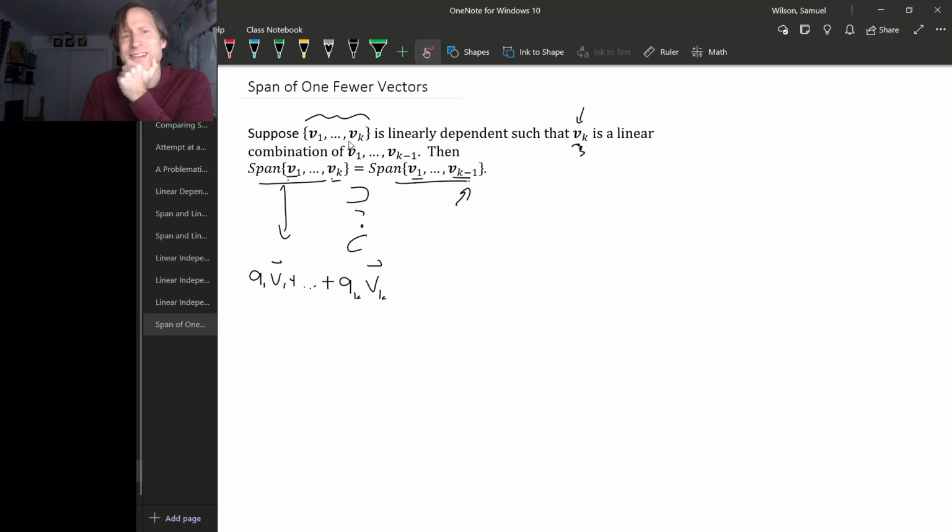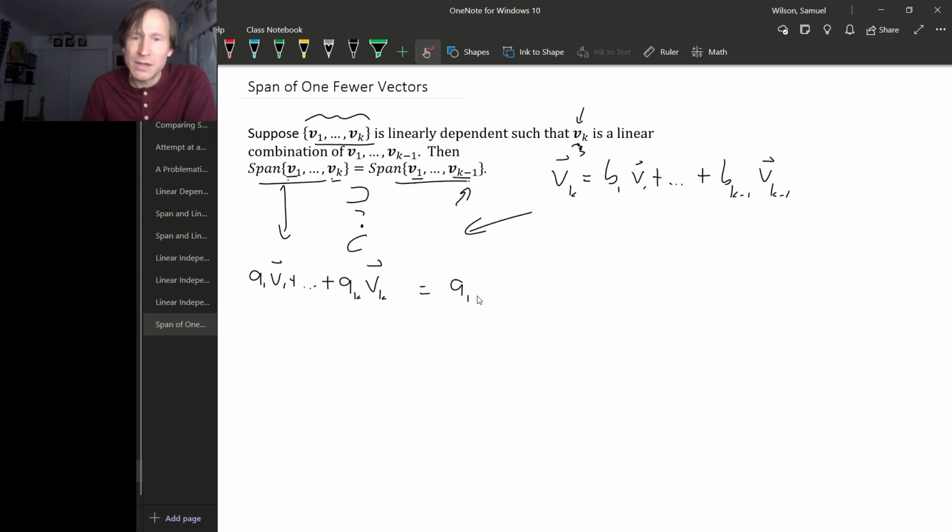Well, we said that these v's are linearly dependent so that vk is a linear combination of the previous v's. Well, that means that v sub k is a linear combination of these v's. So it's b1 v1 plus ... down to b(k-1) v(k-1). So there are b's that make this true. Well, what we can do is just take this expression for v sub k and plug it in over there.